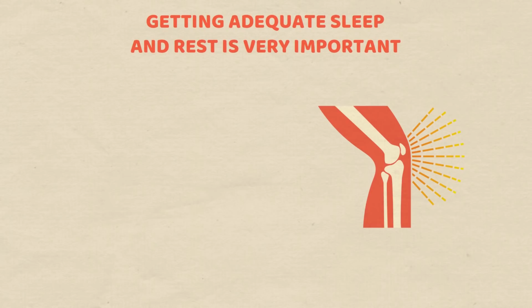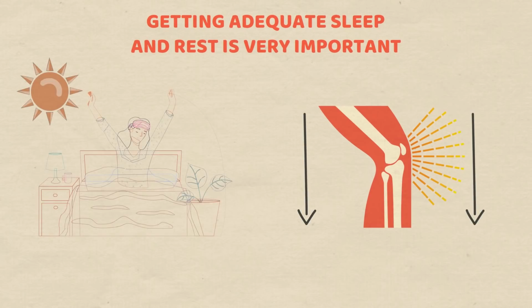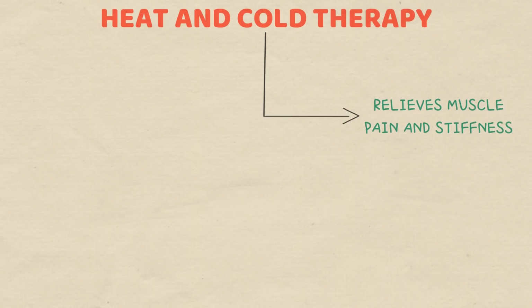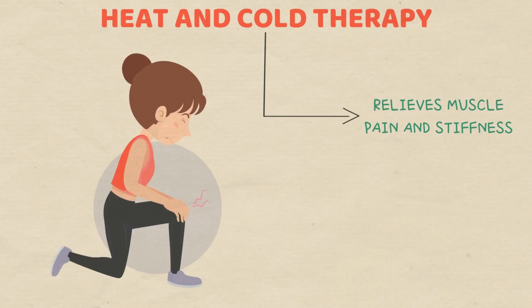Resting your muscles can reduce swelling and inflammation. Getting enough sleep at night can also help you to manage pain more effectively. You can experiment with heat or cold therapy to relieve muscle pain and stiffness. Apply a cold or hot compress to sore joints for 15 to 20 minutes several times a day.